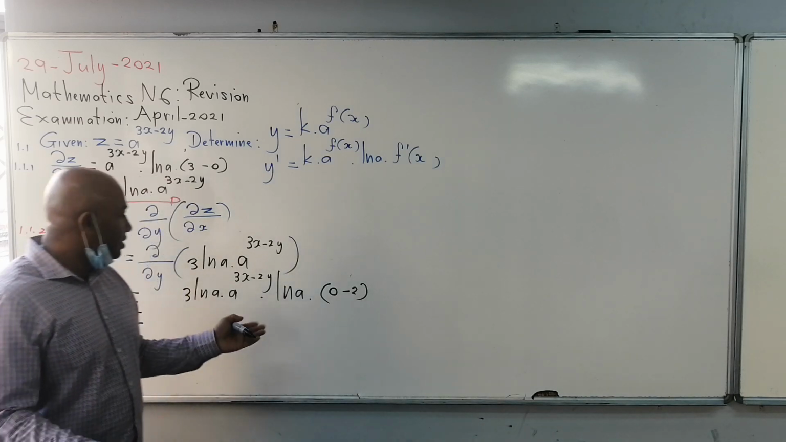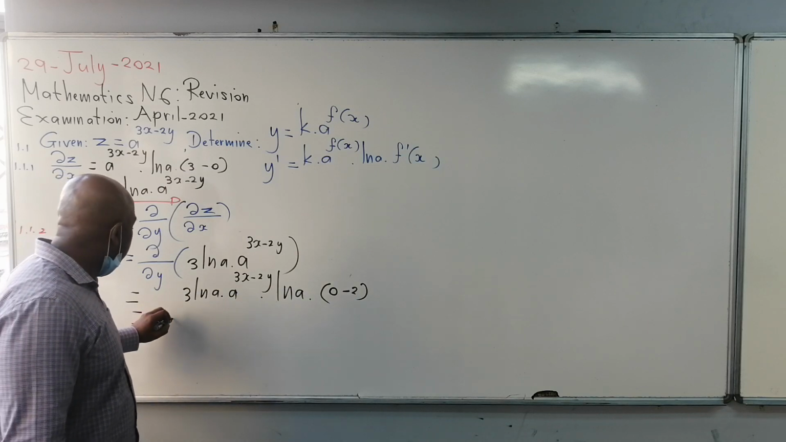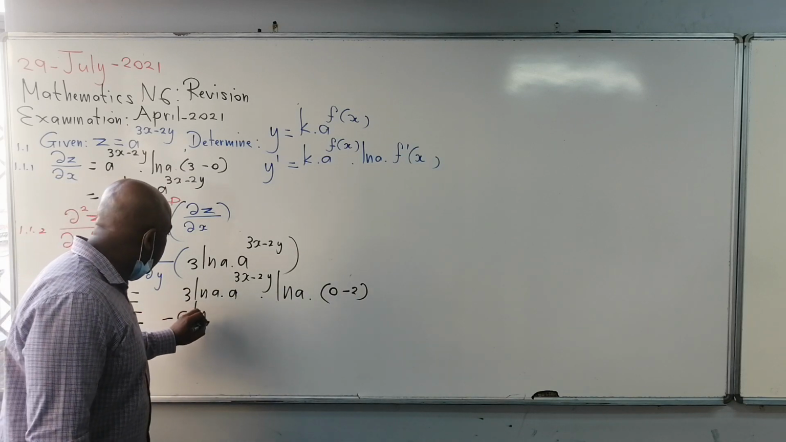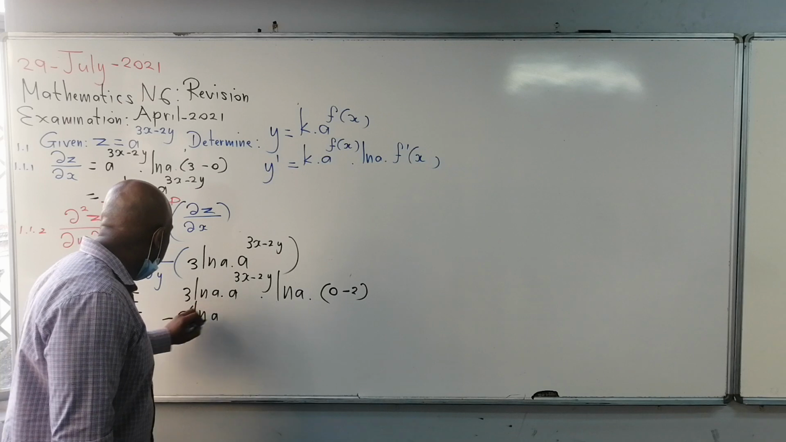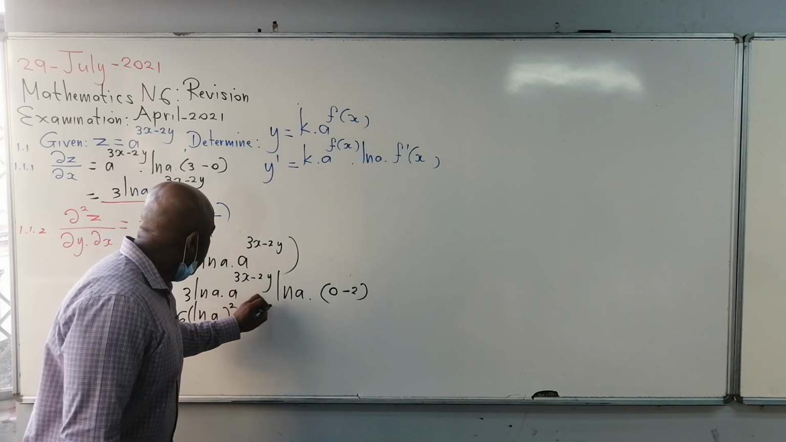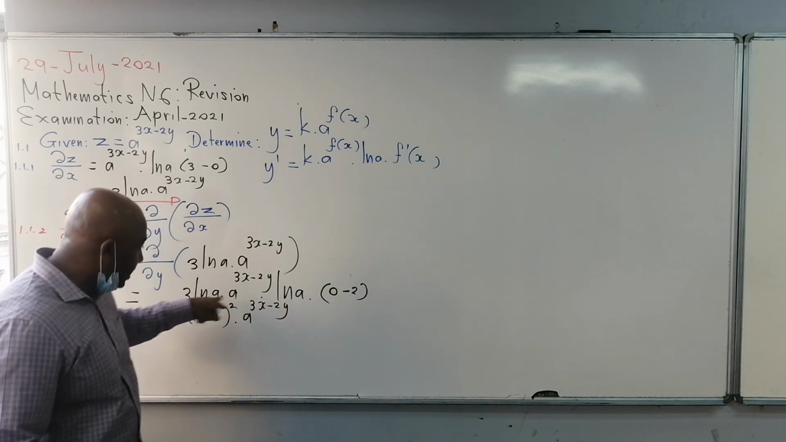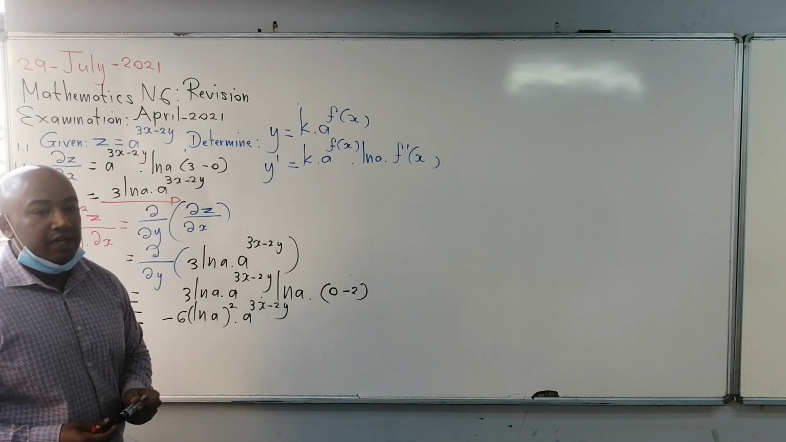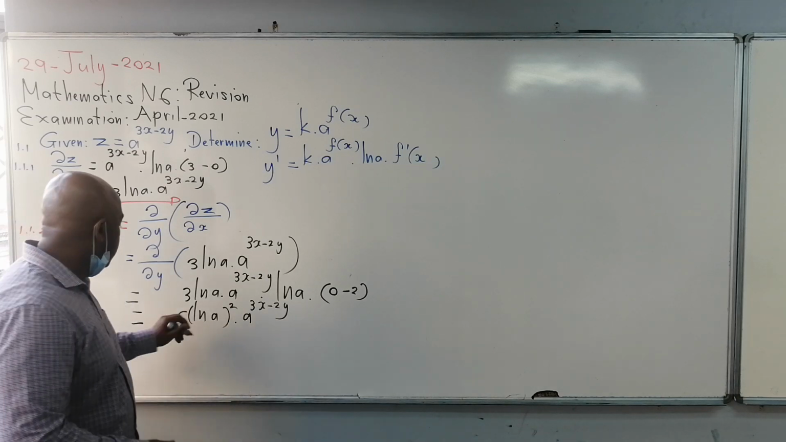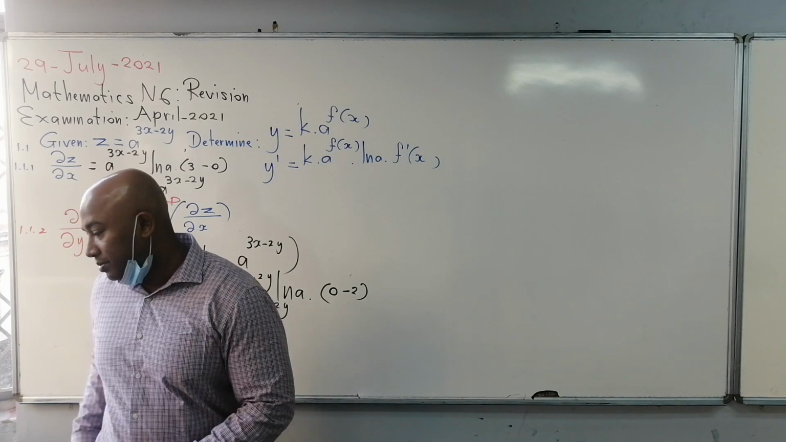You don't have to simplify, but if you want to, minus 2 times 3 will be minus 6 ln a squared times a to the power 3x minus 2y. You don't have to simplify that much, but the fact is ln a times ln a is ln a all squared. And that was 1.1.2.